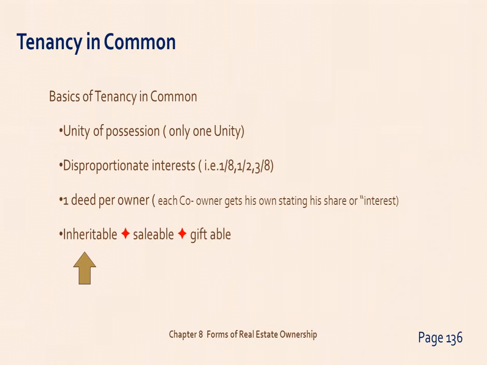Each of us would get a deed expressing our particular interest, one deed to each of the co-owners as tenants in common. It's an inheritable estate, obviously also saleable and giftable. We can give our interest in a tenancy in common away. We can sell it if we want to, and we can will it if we want to. So we have the most rights to dispose of the property if we are a tenant in common.